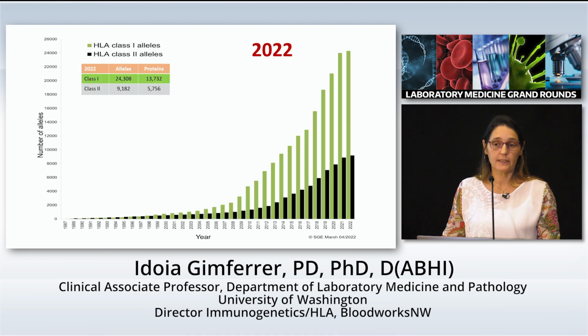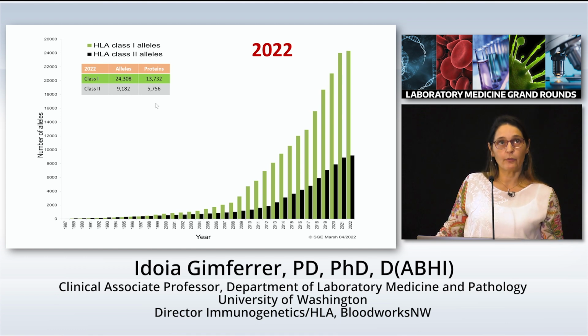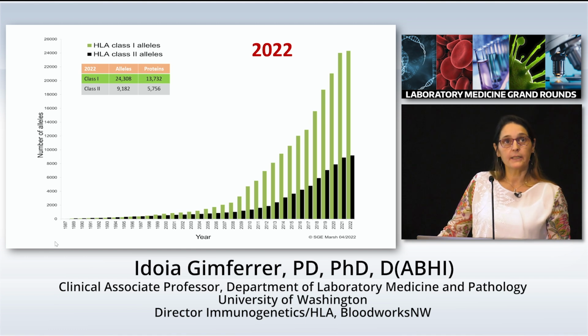So this is how diverse HLA is. This is up to mid this year, 2022. The number of alleles described for HLA class I is 24,000 and more. That translates to about 13,000 different proteins. For HLA class II, it is 9,000 alleles, which translate to almost 6,000 different proteins. And this growth is almost exponential.